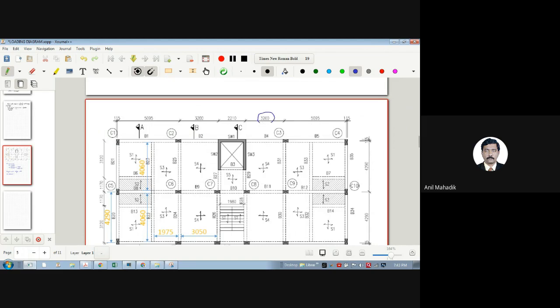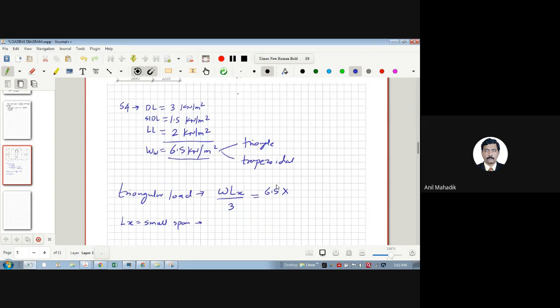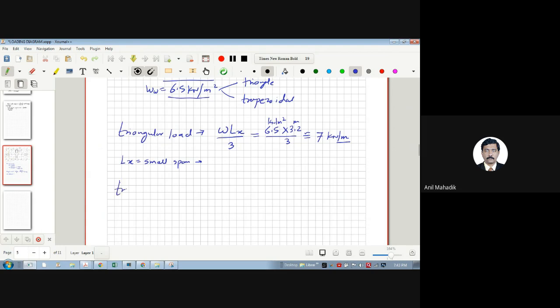Here you can see this is the smaller span, and this is my triangular load, which will transfer on B4. So 3.2 divided by 3, how much will it come to approximately? 6.93. So almost 7 kilonewton per meter. Please keep in mind, because now we have multiplied with the length, this load is kilonewton per meter square and this is in meters, so it will be 7 kilonewton per meter.